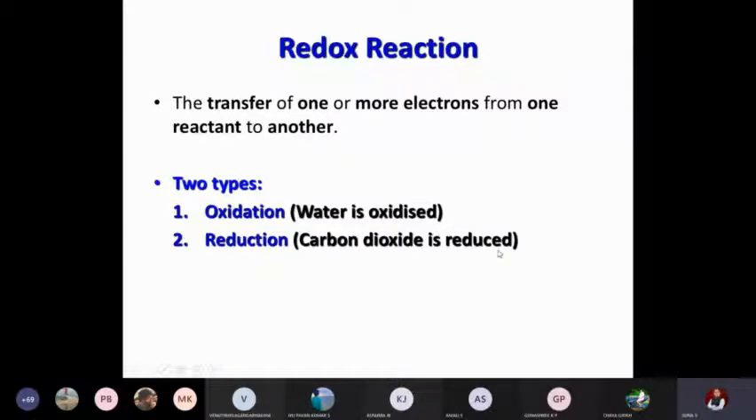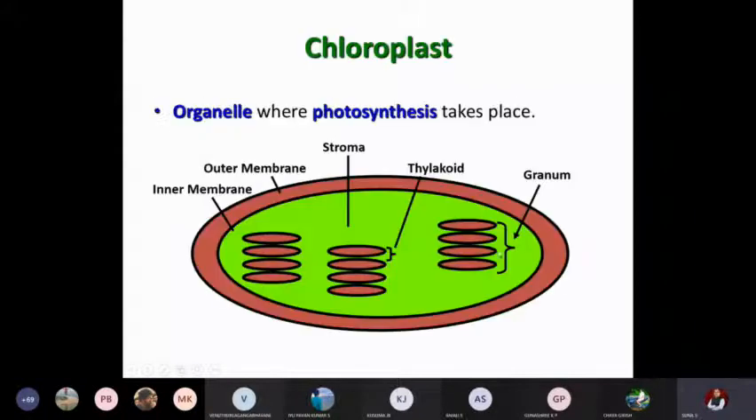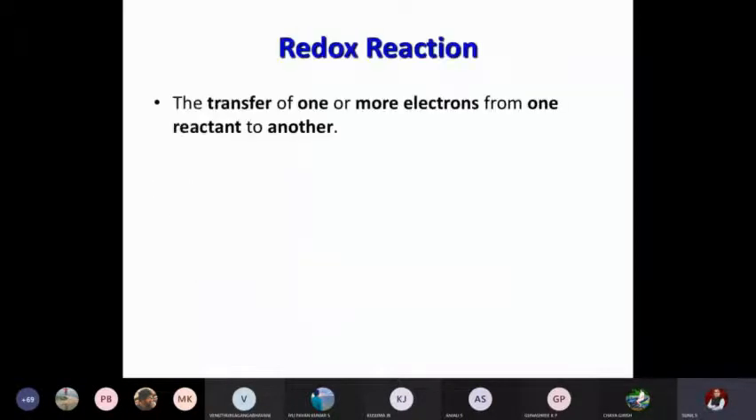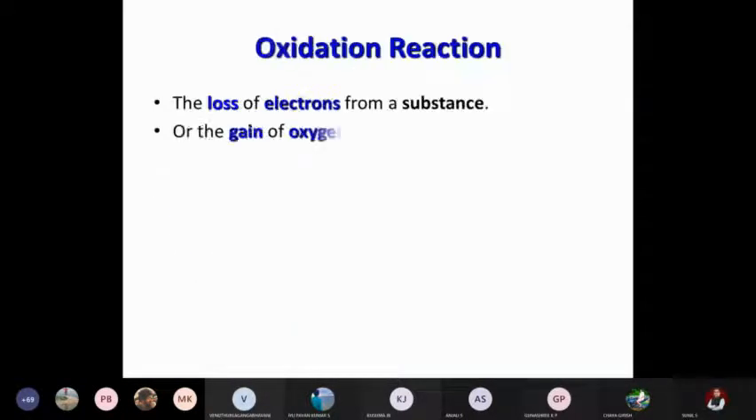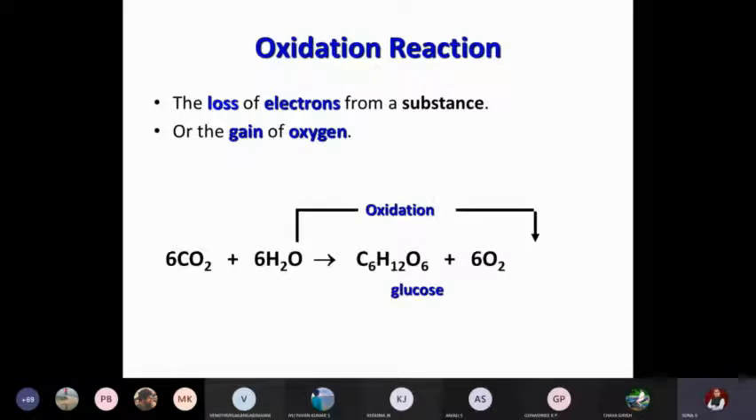So this is a set of reactions which takes place in the chloroplast. Okay. So oxidation reaction, what happens is the loss of electrons from a substance, we call it oxidation in general, or the gain of oxygen. Here water is oxidized to form oxygen, wherein hydrogen gas gets separated, or OH minus gets separated here.